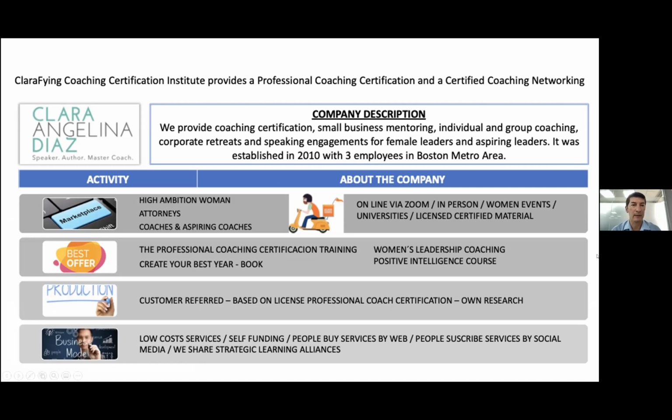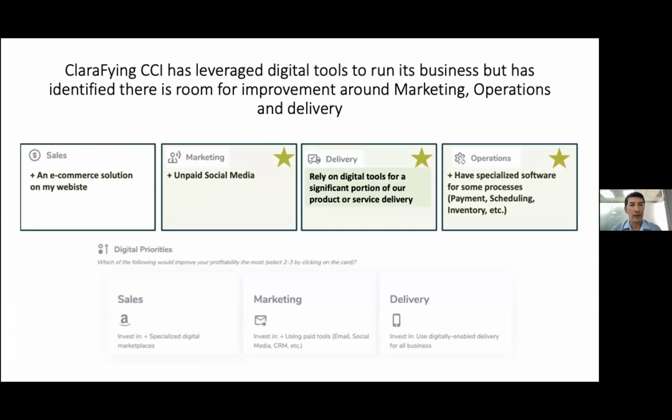There are some particular things that I would like to talk about because they're very important for the next step in this presentation. Next, please. Okay, so some important things: Clarifying CCI knows how to leverage digital tools to run the business, but has identified there is little room for improvement around marketing, delivery, and some sales. For example, right now in sales, she has an e-commerce solution on the website. In marketing, she has an on-page social media presence. And about delivery, she relies on digital tools for a significant portion of the product or service delivery.